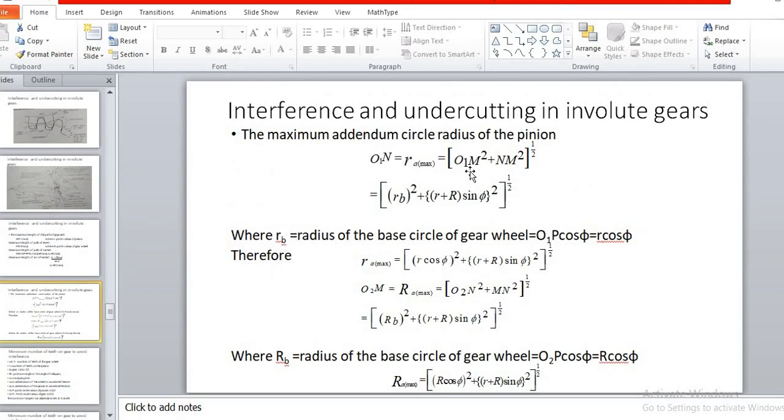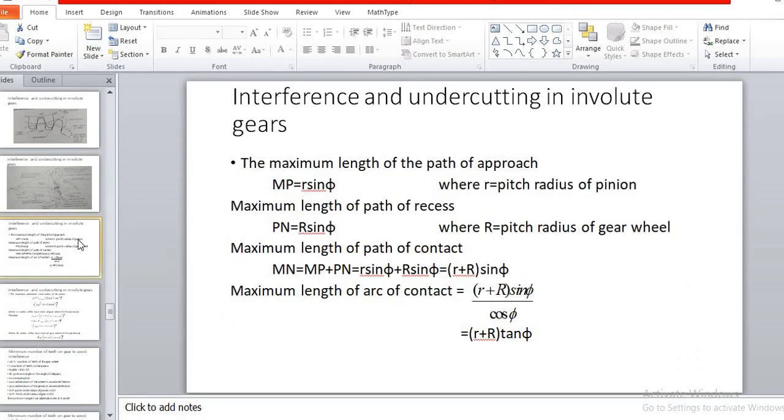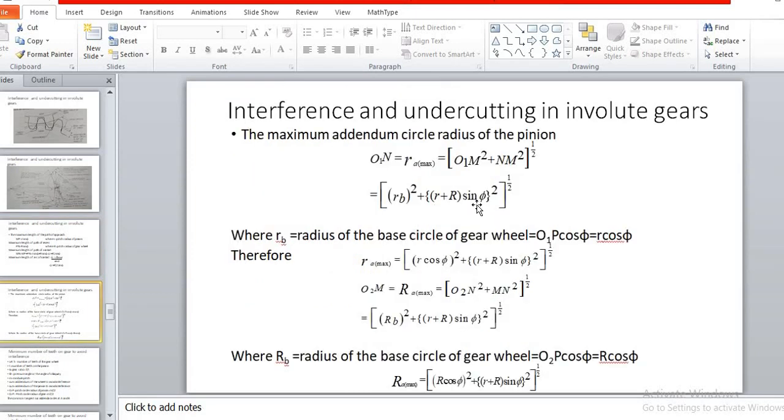Now put this: O1M is nothing but RB, the base circle radius. So this is RB square. And NM is represented as R plus R sin phi. This NM is nothing but the summation of the path of approach and path of recess that we already discussed as R plus R sin phi. And this will be simplified.